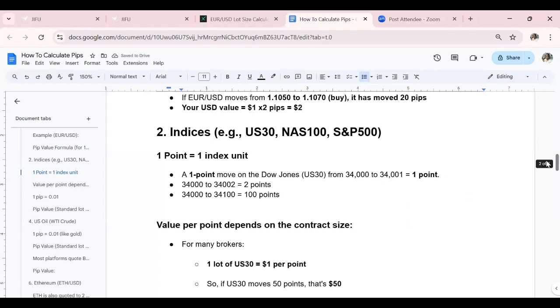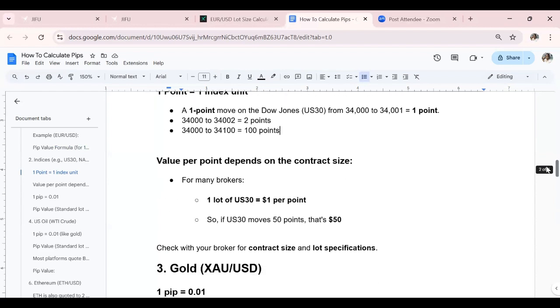Now the dollar value is dependent on what your broker pays. You have to check and be able to calculate how much each broker pays for every 1 point of movement on their index. For a lot of brokers, Xness is a bit different.